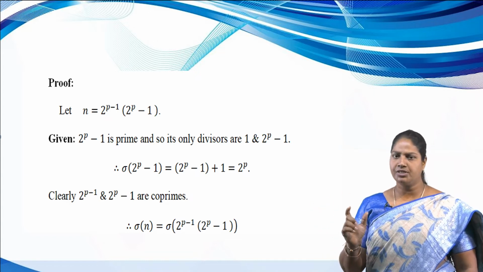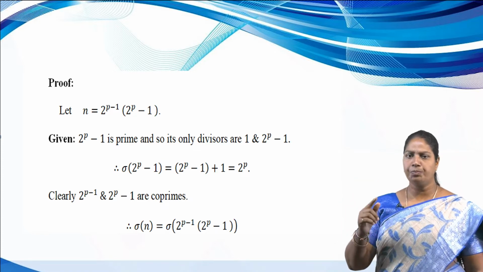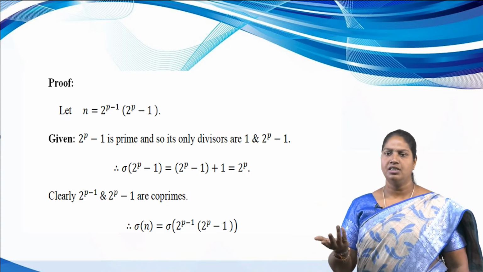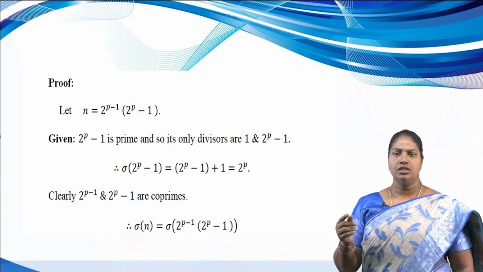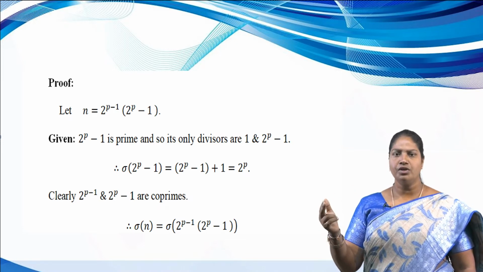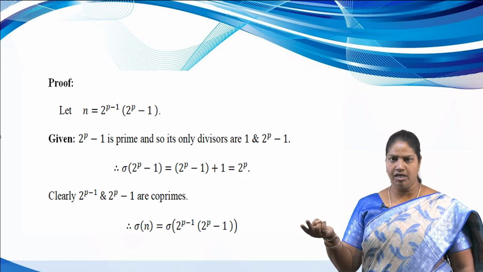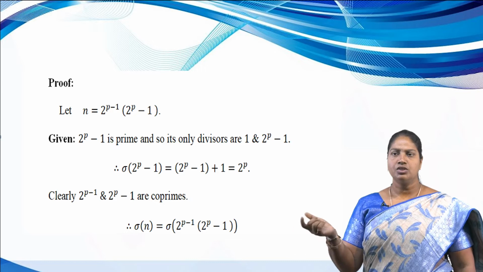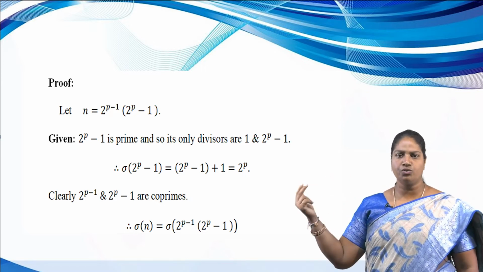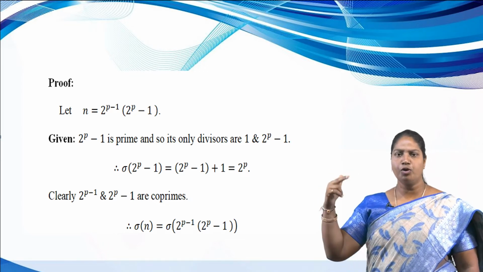And now we observe that the numbers 2 power p minus 1 and 2 power p the whole minus 1 are co-primes, that is relatively prime. That is, the GCD is 1. Now let me calculate sigma of n. Sigma of n is nothing but sigma of 2 power p minus 1 into 2 power p minus 1. Since they are relatively prime, co-prime, sigma of 2 power p minus 1 into 2 power p minus 1 can be written as sigma of 2 power p minus 1 into sigma of 2 power p the whole minus 1.